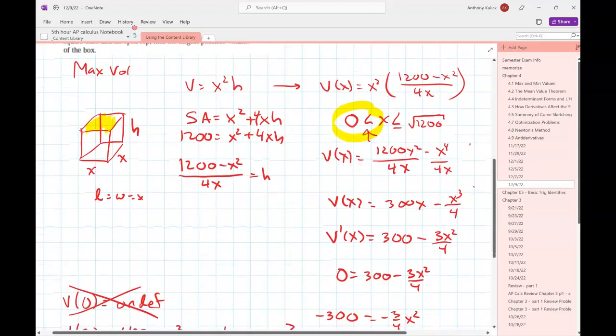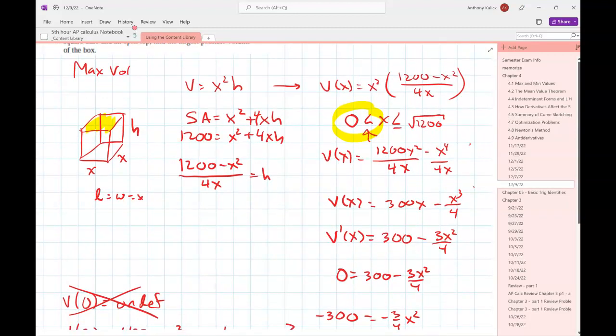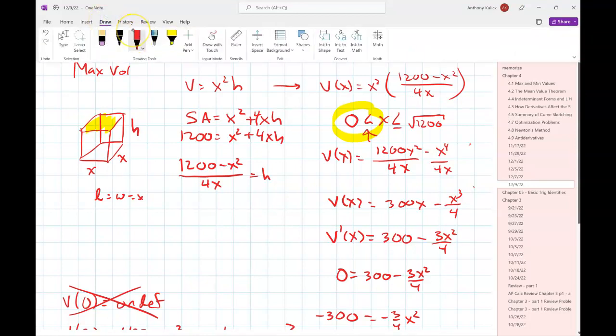When it's not equal to... Well, that's how I knew that 0 wasn't in the domain, right? Because it was undefined at 0. Does that feel okay? All right. Good.